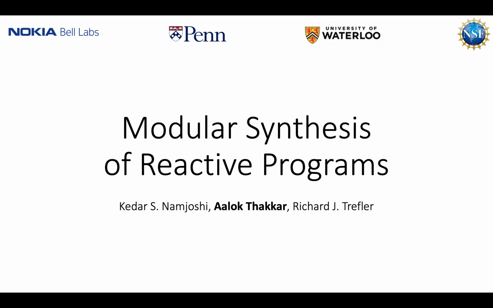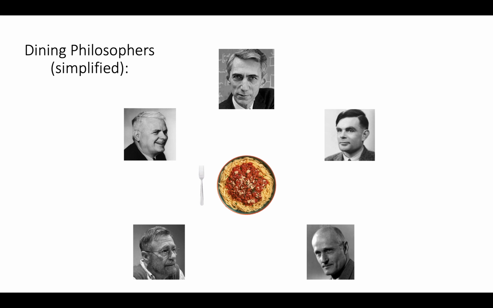Let us look at an example. Consider a simplified version of the dining philosophers problem. A few philosophers are seated around a table and they have only one fork. They need to share the fork so that every person can enjoy their meal. What is the correct protocol to achieve this goal? Well, to talk about correctness, we first need a formal specification.